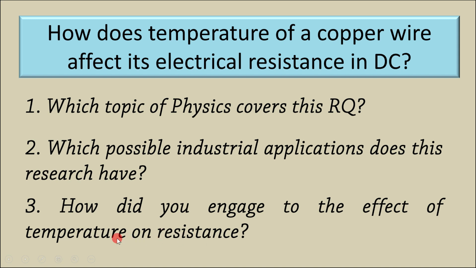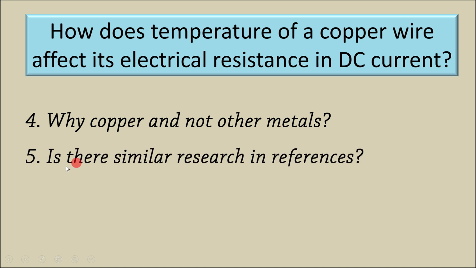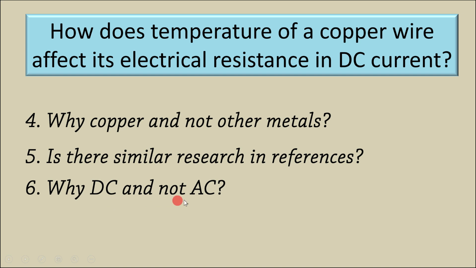Why temperature? Number 4. Why copper and not other metals? Answer it. Why didn't you focus, for instance, on iron? Why copper? Number 5. Is there similar research in references? Most probably yes. So please mention it and show that academically it's related to them. And number 6, why DC and not AC? Why did you concentrate on DC? You know that the effect of AC on resistance is different from DC.